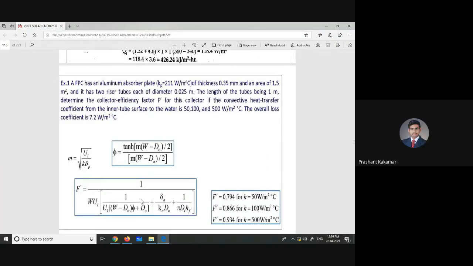So for 50 watt per meter square degree centigrade, what is the collector efficiency factor? You can find out by substituting in this formula. Okay, that will be the F dash value for 50. For 100 you can calculate this. For 500 you can calculate this. So values are 0.794, 0.866, 0.934.